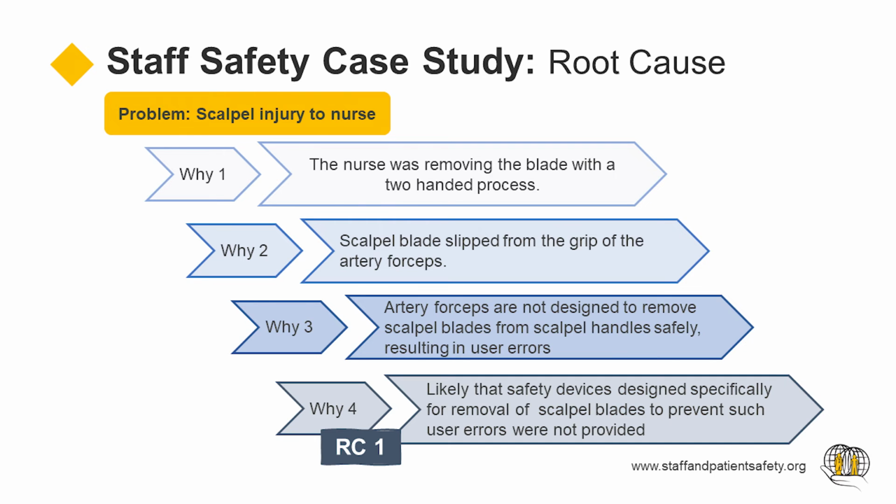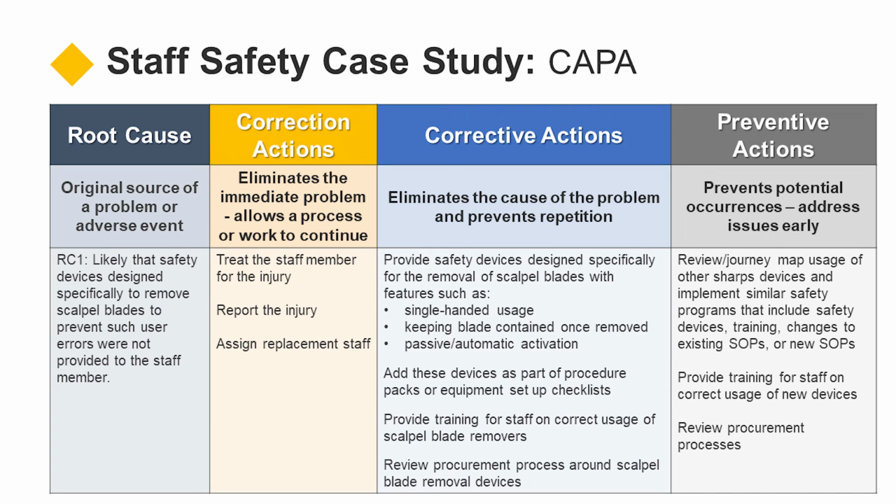Why were artery forceps used? It is likely that safety devices designed specifically for removal of scalpel blades to prevent such user errors were not provided. It is important to note here that it would have been very easy to stop the analysis at Y2 and focus further CAPA activities on errors associated with the use of artery forceps by that particular staff member, such as training. Again, this would mean stopping root cause analysis prematurely and leading to ineffective CAPA activities. We need to ask ourselves whether providing additional training to that staff member will prevent similar injuries happening to other staff members. Let's look at correction, corrective and preventive actions for the identified root cause.